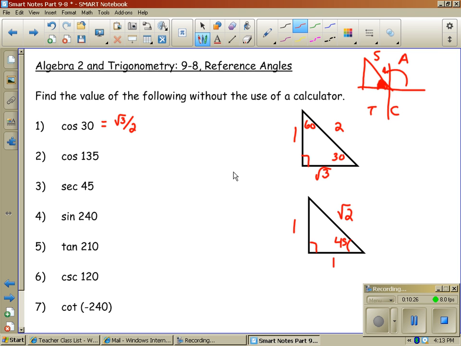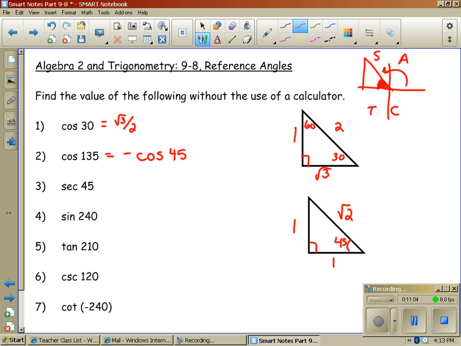So you're going to say, what's your reference angle? 45. Then the next thing you're going to say is it positive or negative in that quadrant? We're talking about the cosine. In the second quadrant, sine is positive, therefore cosine is negative. So the cosine of 135 degrees is equivalent to the negative cosine of 45 degrees.